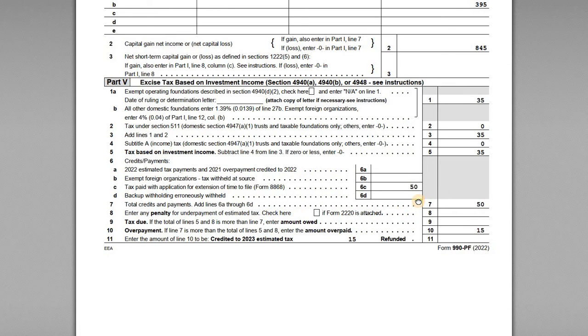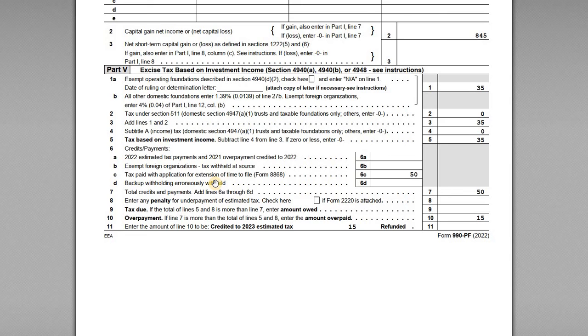All right. Now we can see on line 6C, remember in the fact pattern, we filed an extension and we submitted a payment with the extension. So here we've recorded the $50 that we paid with the extension request. So the net amount of tax based on investment income that we get refunded, right? We get a $15 refund because we overpaid.